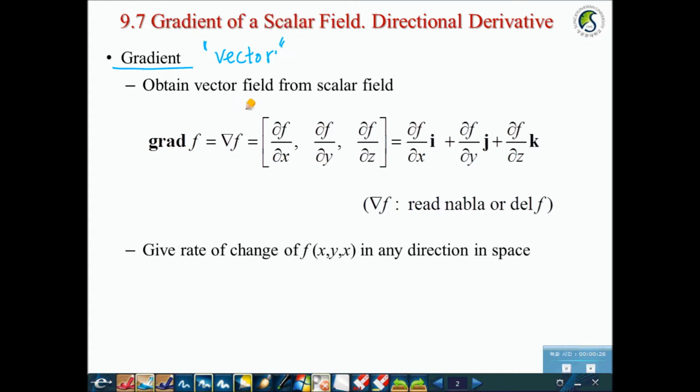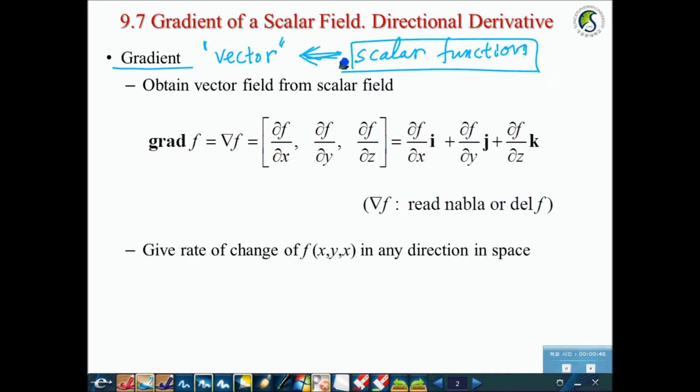One more, this is a vector, and you get it from a scalar function or field. Okay, that's a very powerful feature of gradient. You have a scalar function, and you get a vector field, a vector function. That's very powerful. Why? Because a vector has more dimensions, right? But a scalar has fewer dimensions, right? So from smaller dimensions, you get a bigger dimension. That means you get more information out of smaller ones.